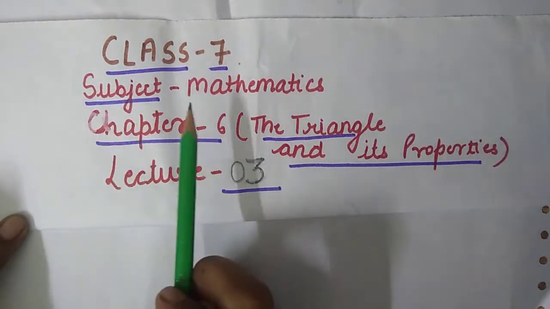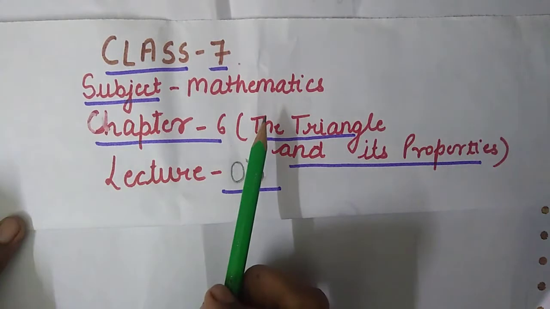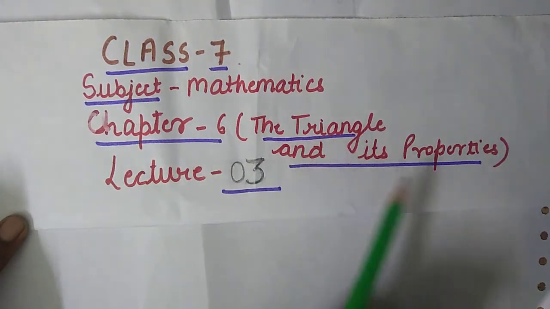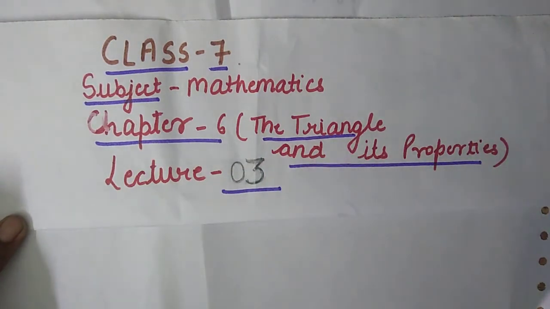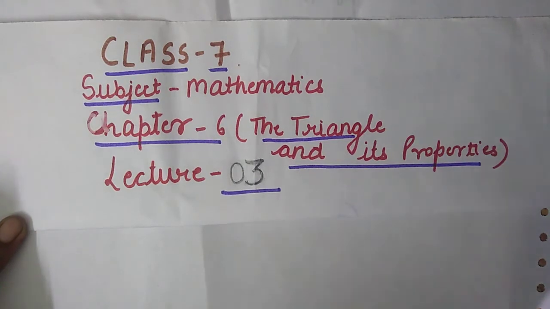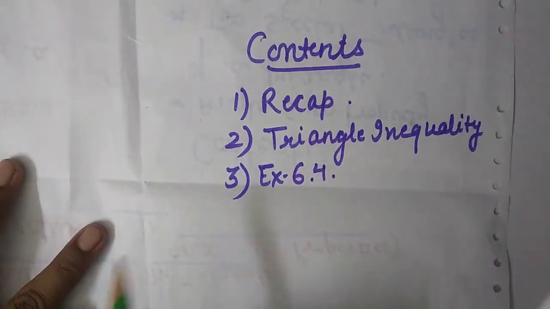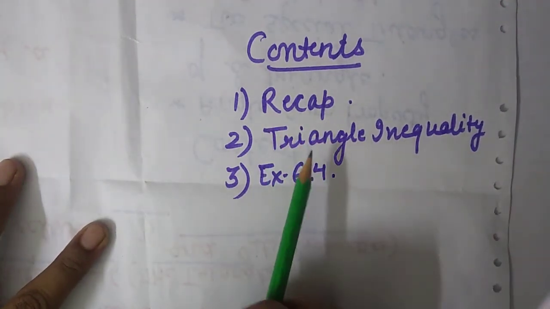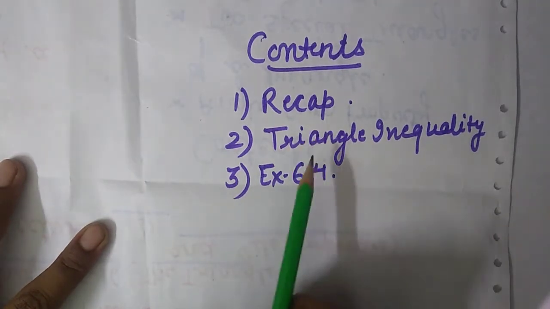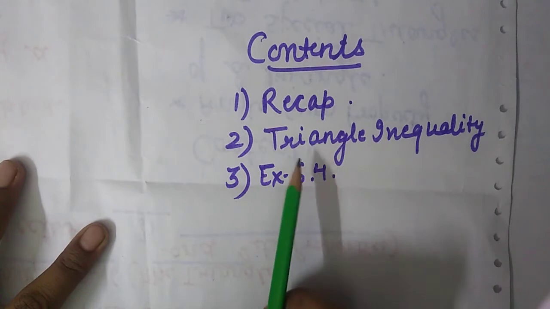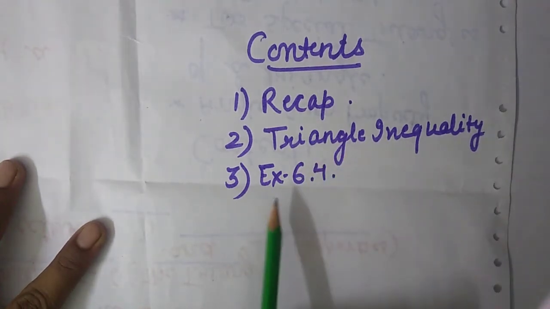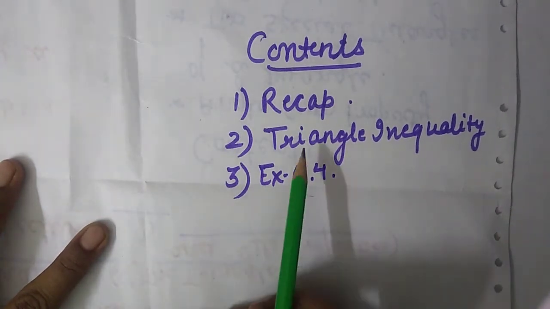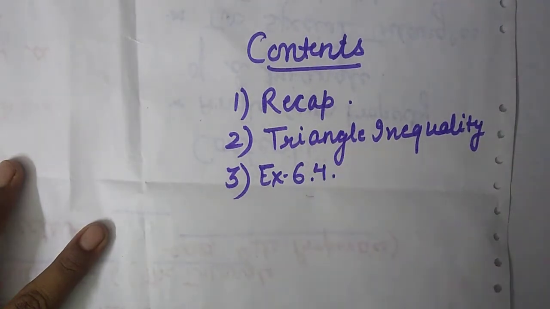So, this video is for the students of class 7, subject mathematics, and this is lecture number 3 of chapter number 6, the triangle and its properties. In this lecture, we are going to discuss the following topics. First, I will make you revise the previous concepts that we have learned in lecture number 1 and lecture number 2. After that, we will learn about triangle inequality, that is one more important property of a triangle. And after that, we will discuss questions of exercise 6.4. So let us start with the previous concepts.